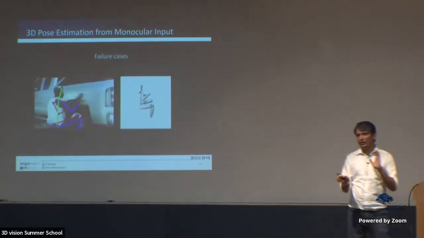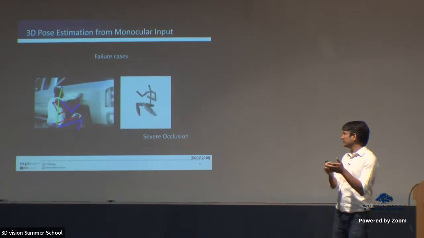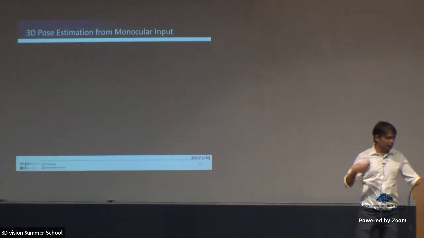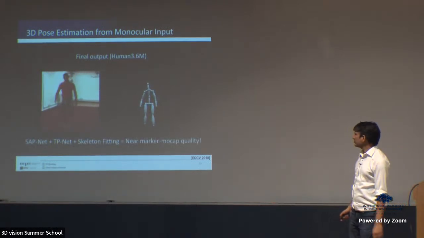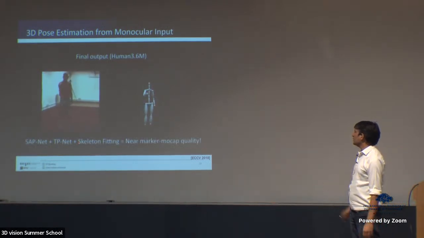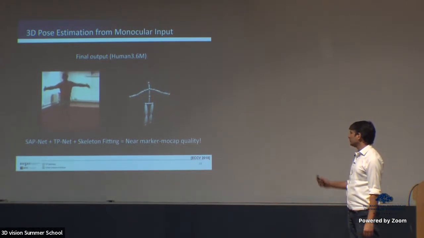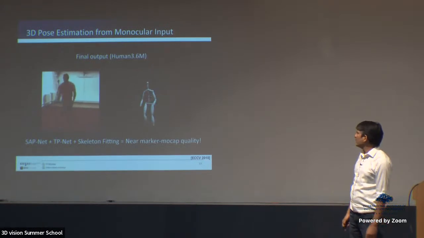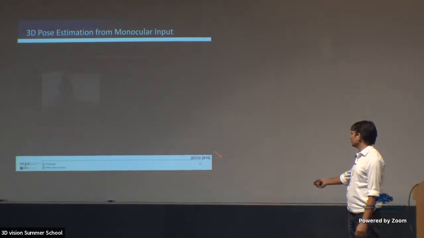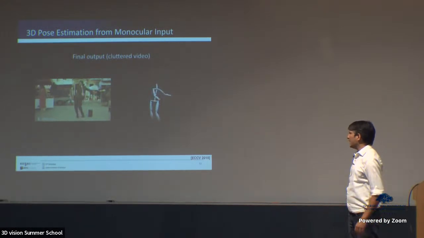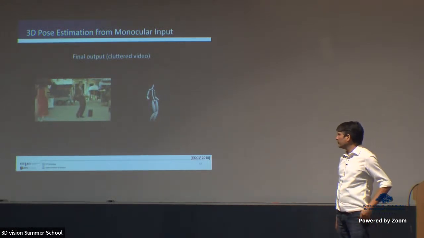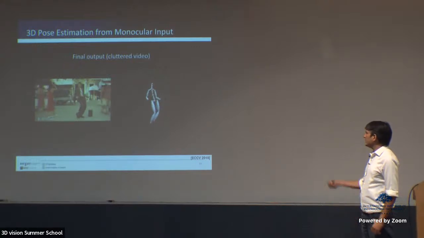What we did was something very simple. We simply had a fully connected network to learn this smoothing. This is near marker mocap quality, and it was well received. This paper has more than 100 citations. My PhD student who did this work is now a postdoc at my alma mater, the Max Planck Institute for Informatics. And here is another result.